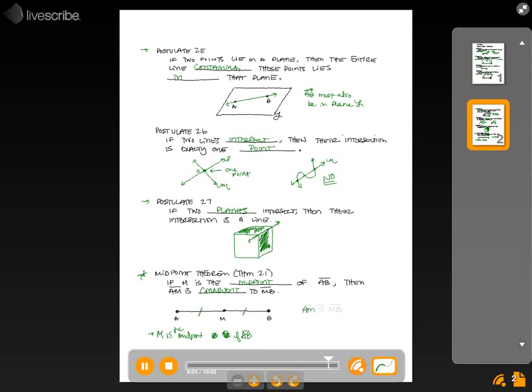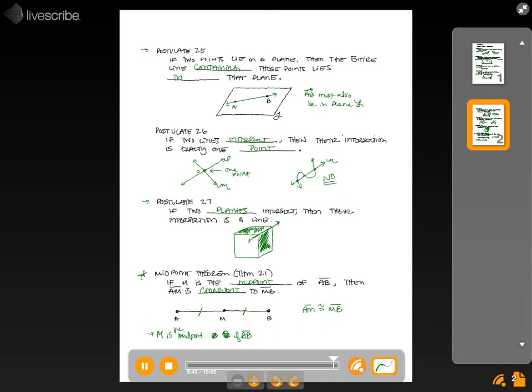And then if I know that, then I know AM is congruent to MB. And this is how we would write that. AM is congruent to MB. And then remember, congruent things have the same measure, so they are equal to each other. So I know the measure of AM is equal to the measure of MB. They would have the same value.